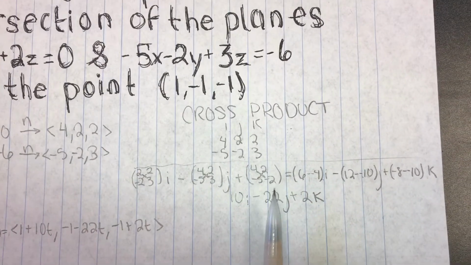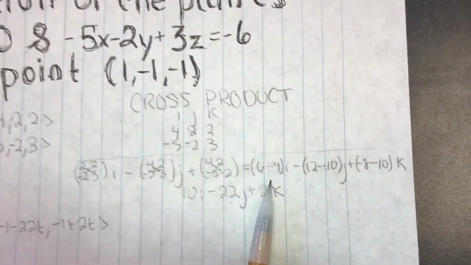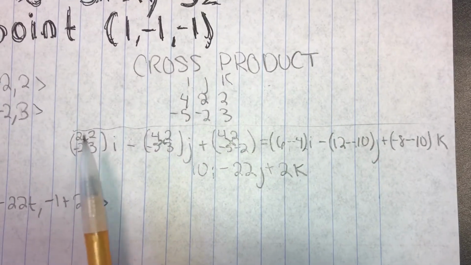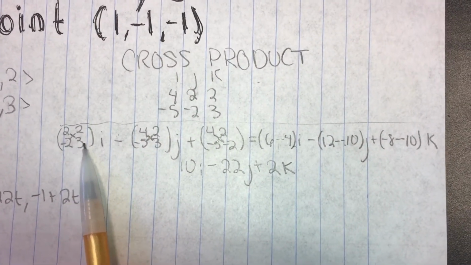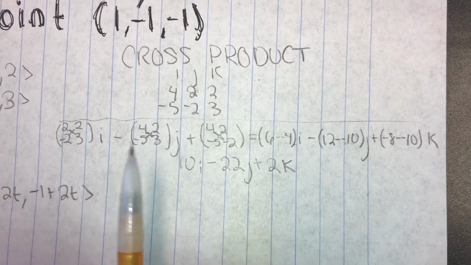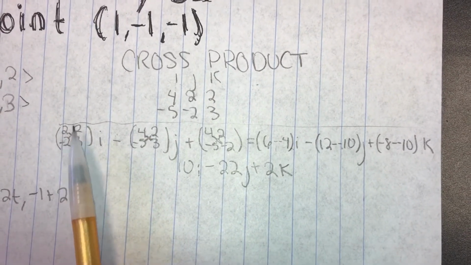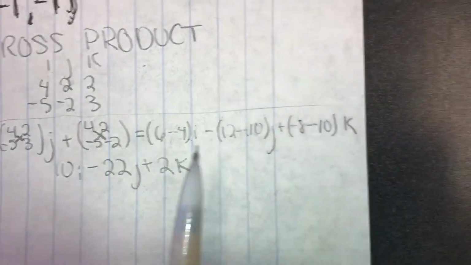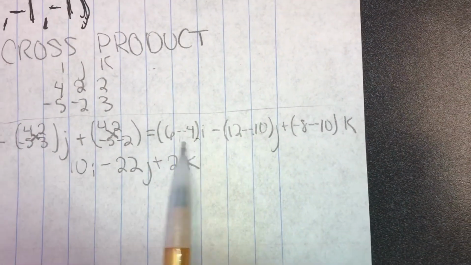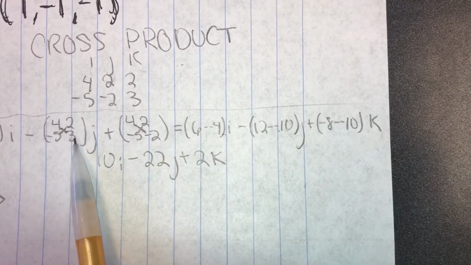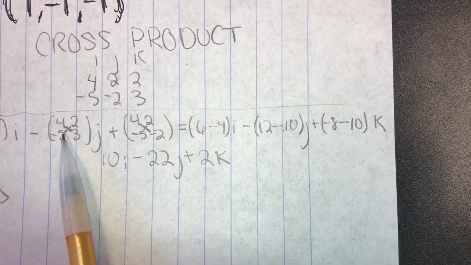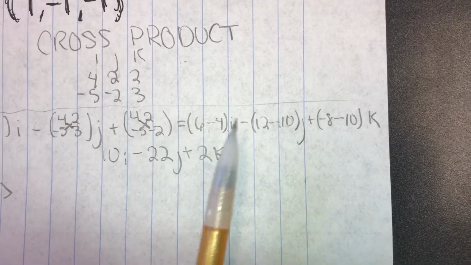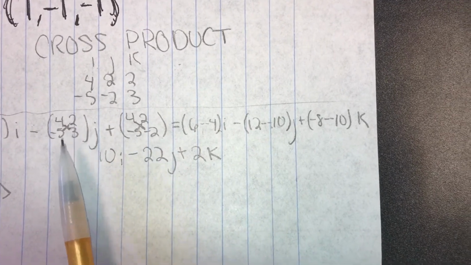So this comes out like this. I went ahead and simplified it for you, because when you're doing the determinant, you do this multiplied by this minus this multiplied by this. So I got 6 minus 4. I did that for all the rest of them. For j, you got 4 times 3, which is 12, minus 2 times -5, which is -10. So you got 12 minus 10.